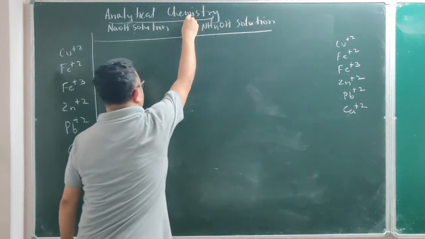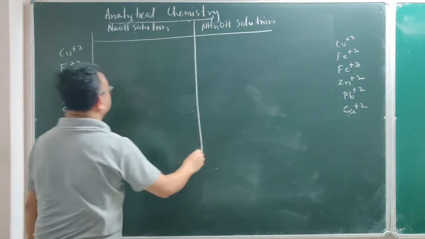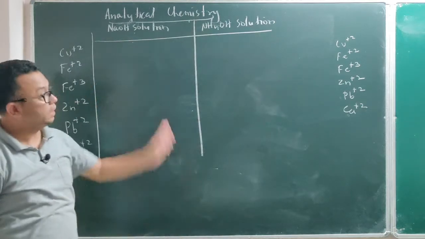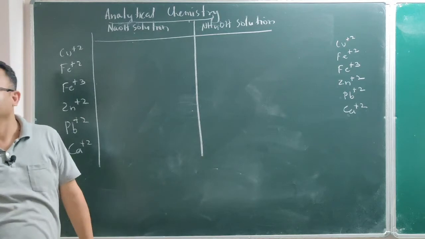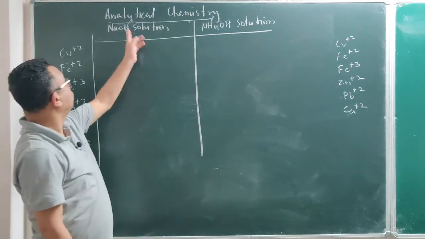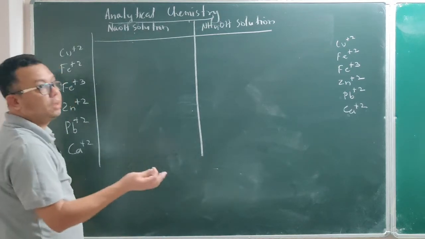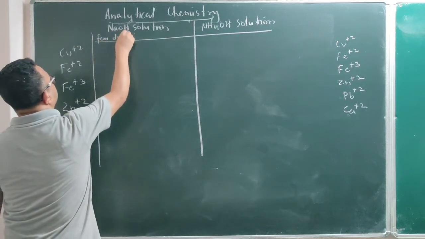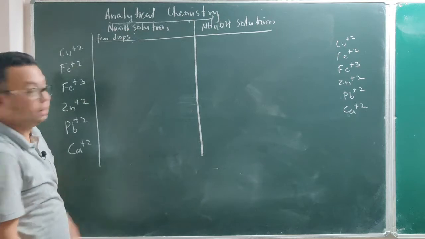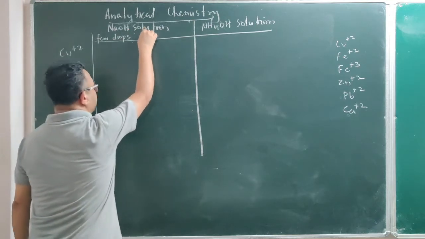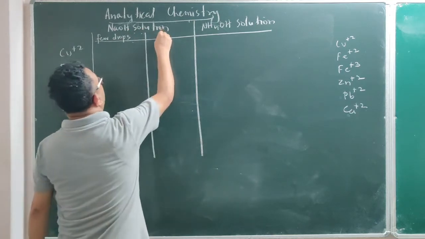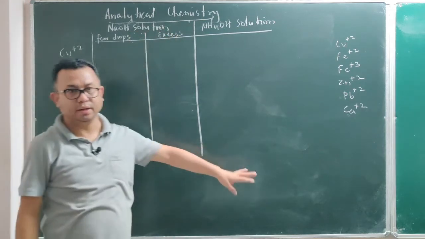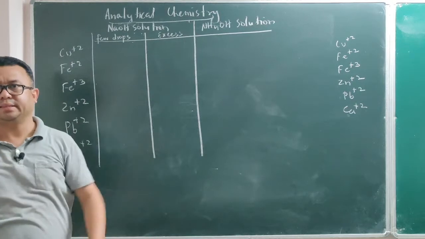So here the chart I am going to divide into 2 parts now. The first part test is to be done with sodium hydroxide, and the second test is to be done with ammonium hydroxide. Now this sodium hydroxide test is of 2 types. First, you have to add a few drops and see what happens. Then after that you also have to see what will happen when you add excess of sodium hydroxide, because just now I told you theoretically, first we add a few drops and after that we add excess.